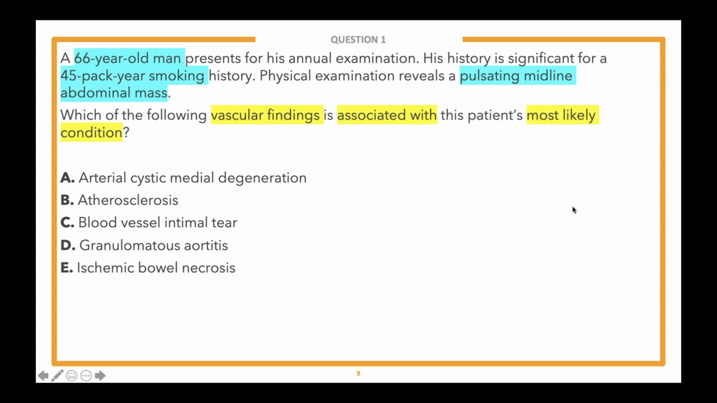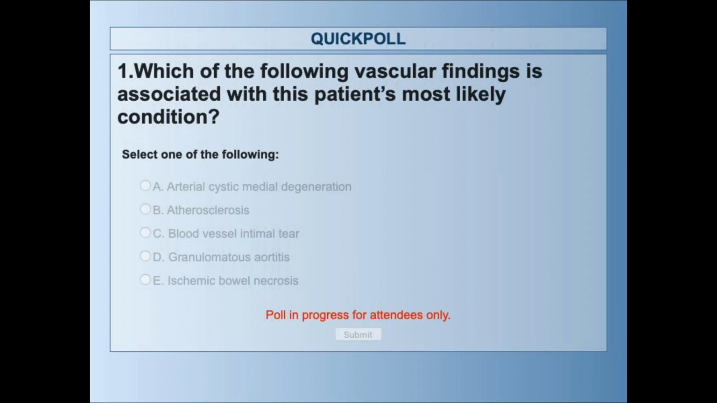Answer choice E, ischemic bowel necrosis. D, granulomatous aortitis. C, blood vessel intimal tear. B, atherosclerosis. And A, arterial cystic medial degeneration. So we're going to go ahead and open up the poll. Go ahead and select the vascular finding that you think is associated with this patient's most likely condition, and we'll talk about it in just a few seconds.